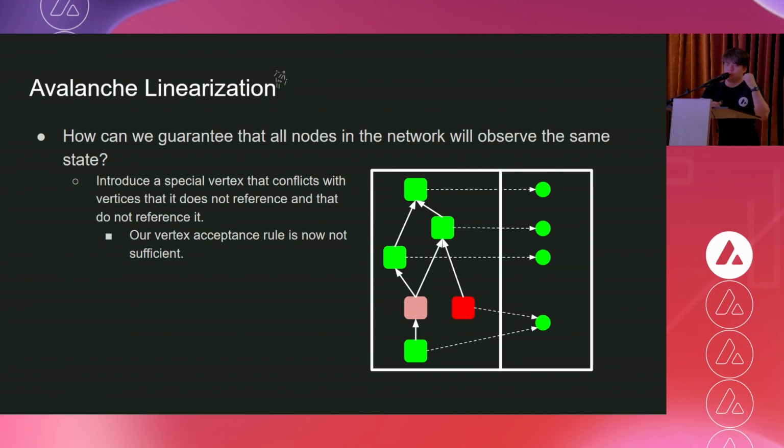But if we remember the previous assumption on when you would accept and when you would reject a vertex, you can see that this red vertex actually only references accepted vertices, and it contains only accepted transactions, right? So previously we would say, okay, our vertex should be able to be accepted at this point. So our vertex acceptance rule is now no longer sufficient. We have to somehow introduce new conflicts to these vertices.